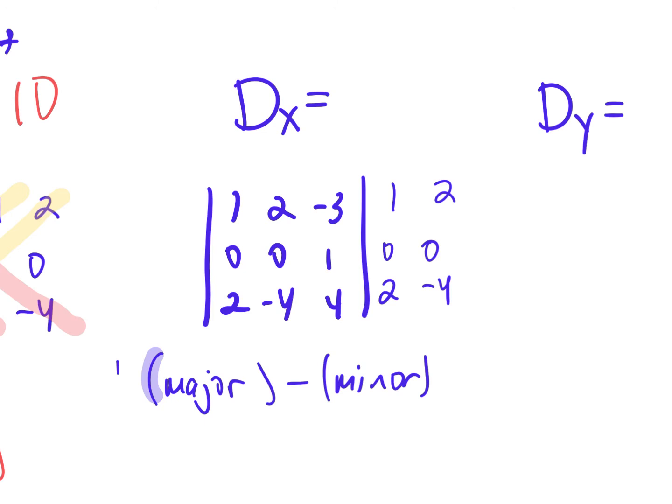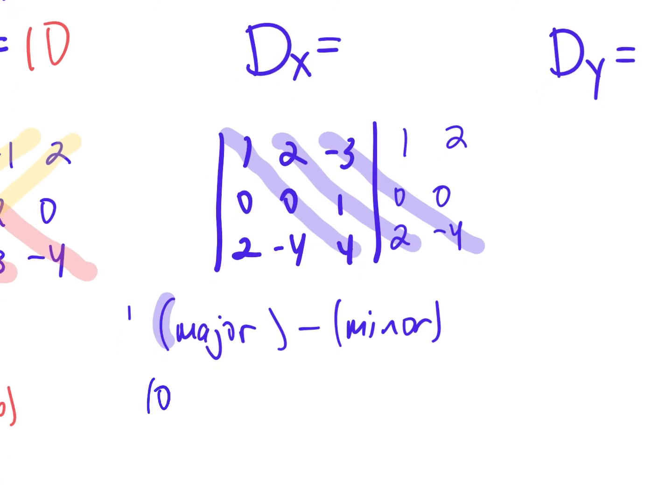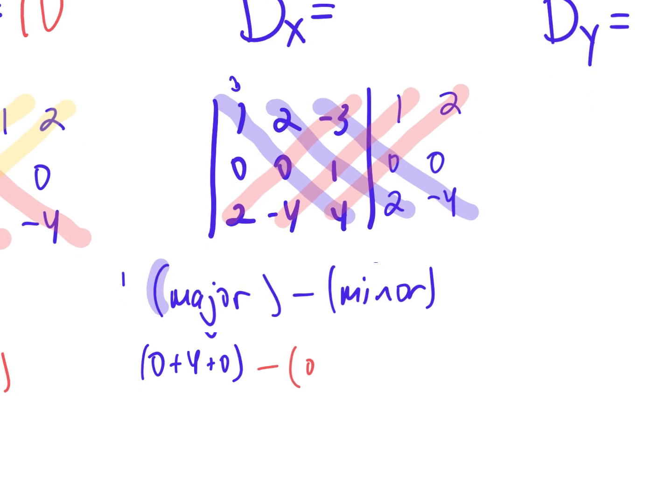So my major, I should have 3 of them. I have 1, 2, 3. You can do this in your head. What's 1 times 0 times 4? Yep, 0. And then 2 times 1 times 2. Yep. And then negative 3 times 0 times negative 4. Perfect. And then your minors. So let's find our minors. There's 1 there, there, and there. So what's 2 times 0 times negative 3? 0. What's negative 4 times 1 times 1? Negative 4. And then what's 4 times 0 times 2?